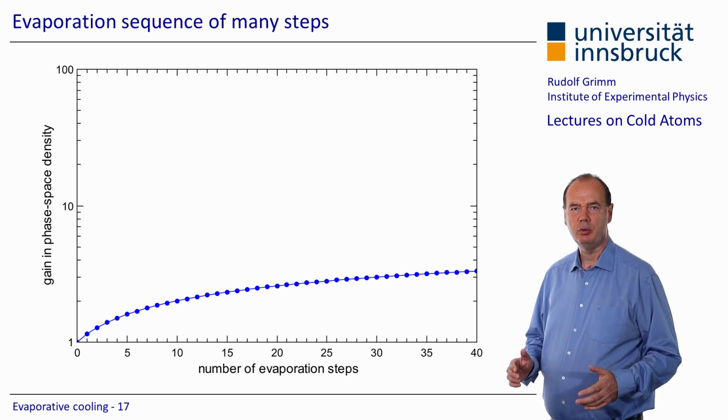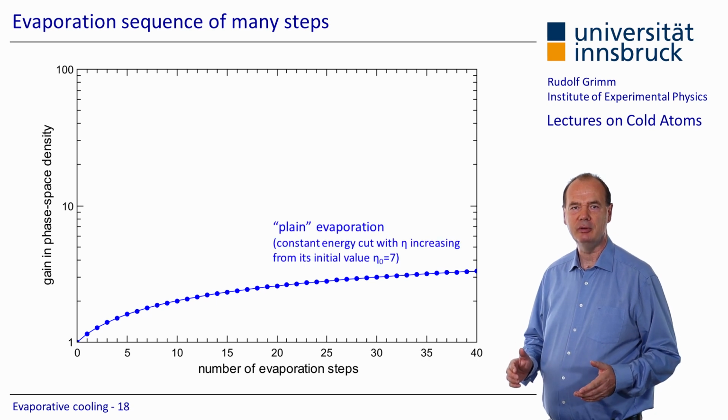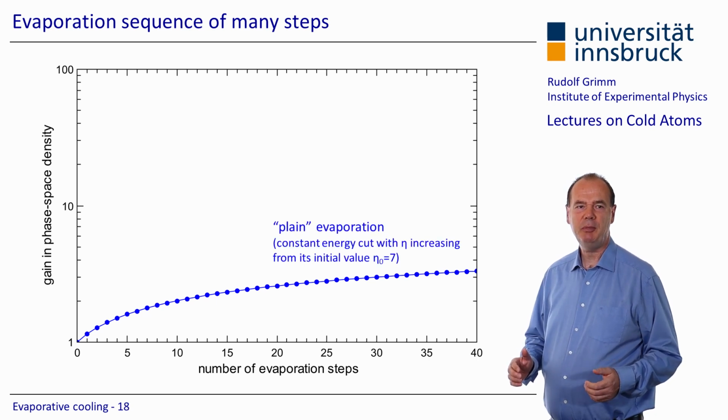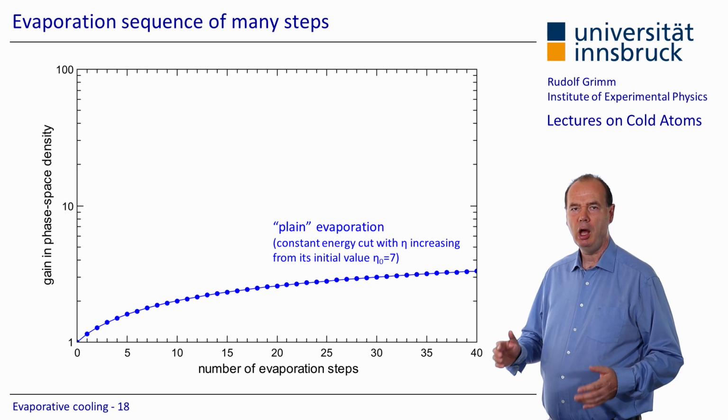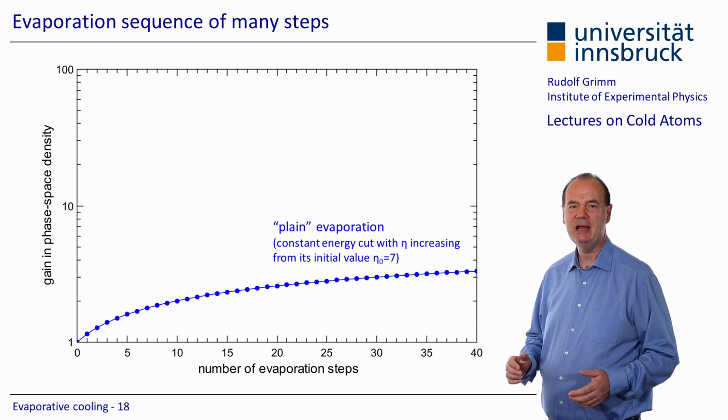This way of cooling with a constant energy threshold is called plane evaporation, and in an experiment it typically happens right after loading an optical dipole trap from a magneto-optical trap. Our example here assumes an initial truncation parameter of η equals 7.